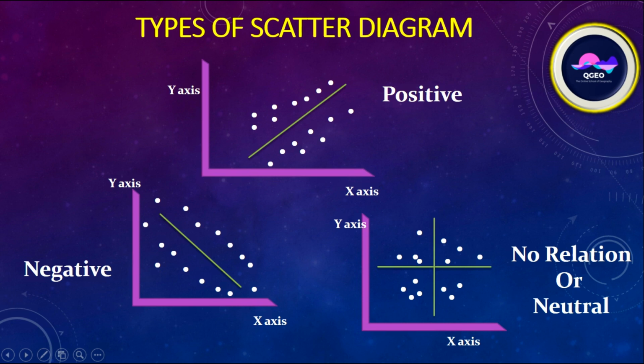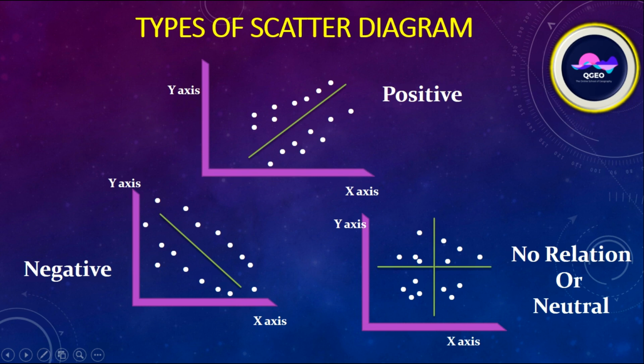There is another relation. If neither negative nor positive relation is found, then the line will be either horizontal or vertical. Suppose the building structure of an institution and the result of the students of that institution, there is no relation. It may be a horizontal or vertical line. In this way we can represent three types of relation: one is positive, another is negative, and another is neutral or no relation.